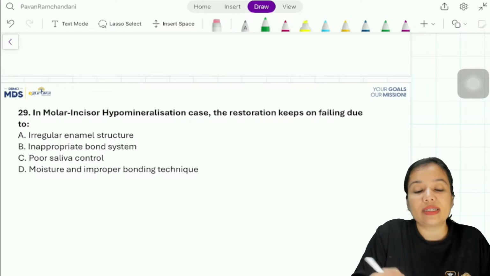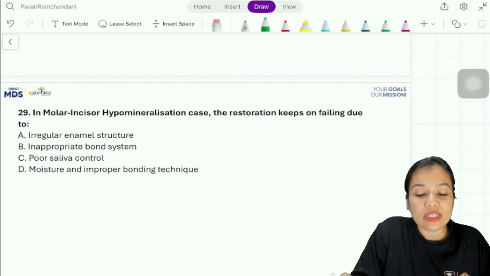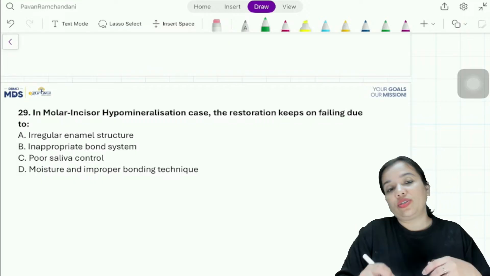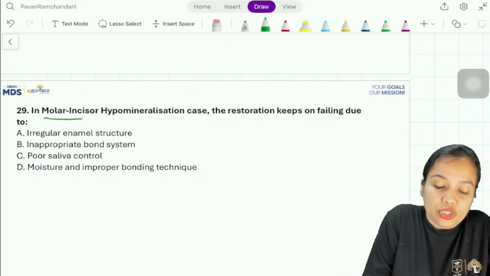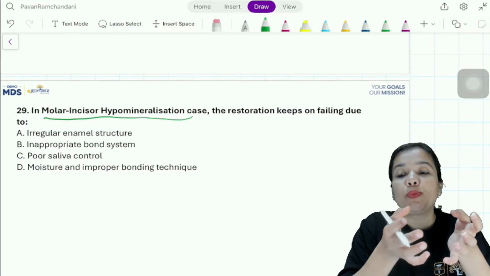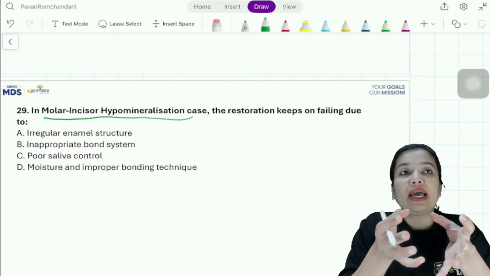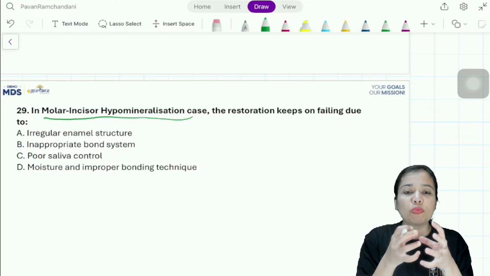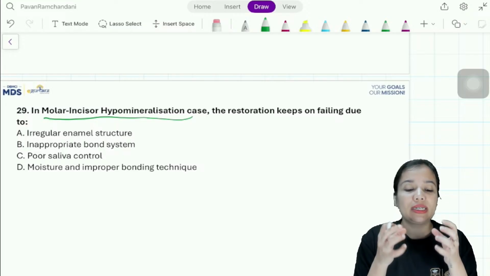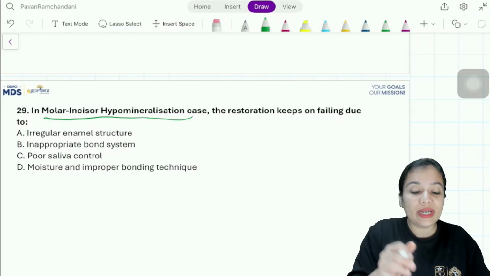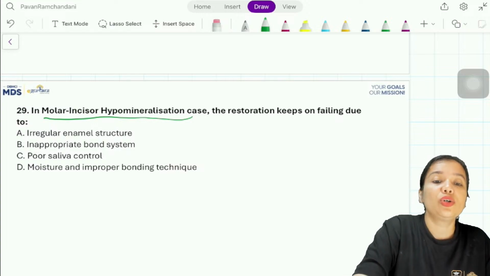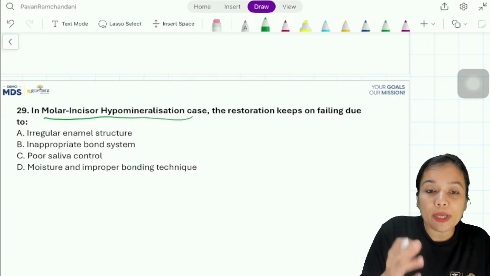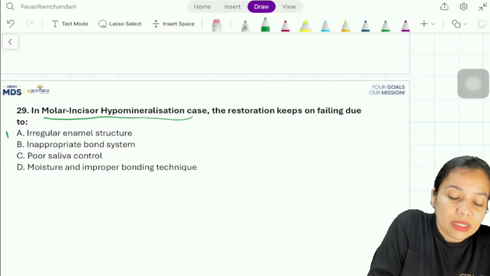In molar incisor hypomineralization case, the restoration keeps on failing due to what? So why does the restoration keep on failing in case of MIH? A tooth that has molar incisor hypomineralization is less mineralized. It has less mineral content, because of which it looks mottled, destroyed. That is, it looks hypomineralized, right? That is molar incisor hypomineralization. So the restoration will not be retained in such a tooth because of the irregular enamel structure.